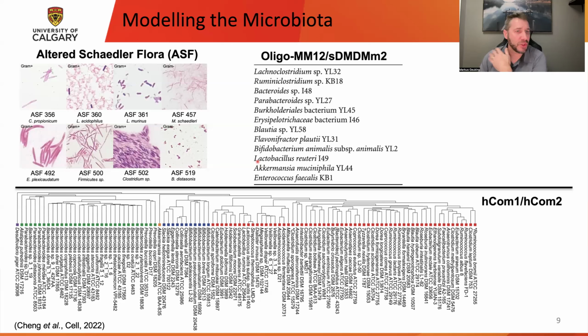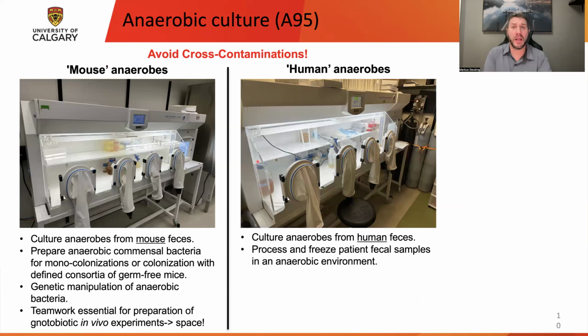So as you can imagine, building those microbiotas and having all those commensal bacteria in pure culture really requires a high capacity of good anaerobic culture conditions. And the way our lab, or the groups here at the University of Calgary, approach this is by using the A95 large anaerobic chamber from Don Whitley.